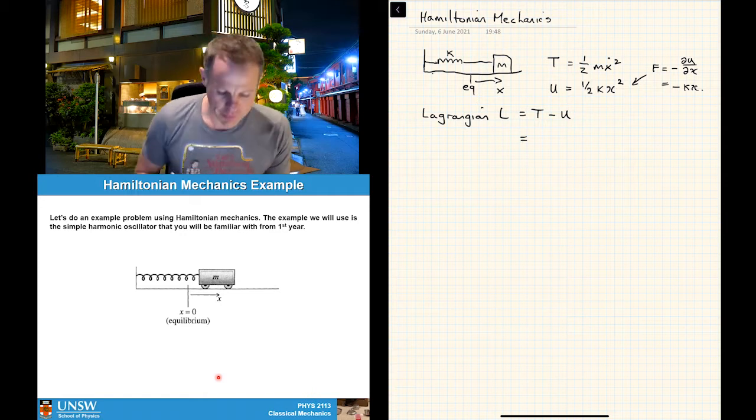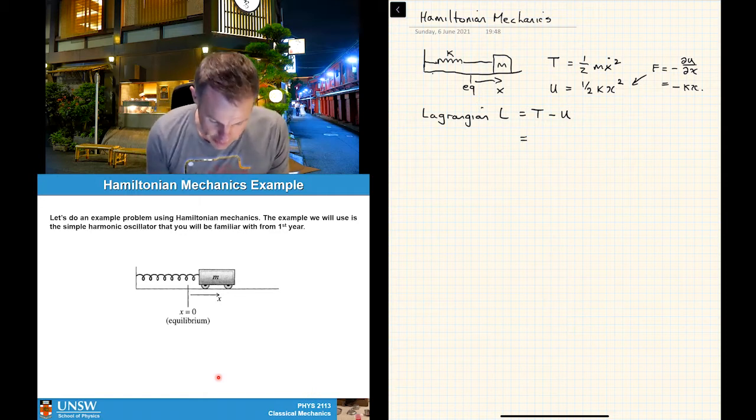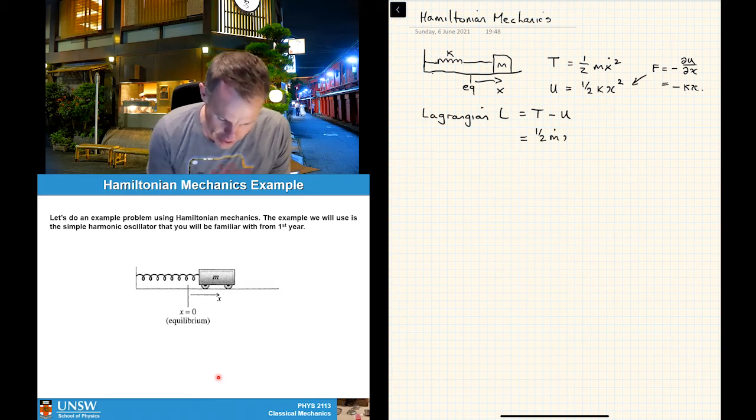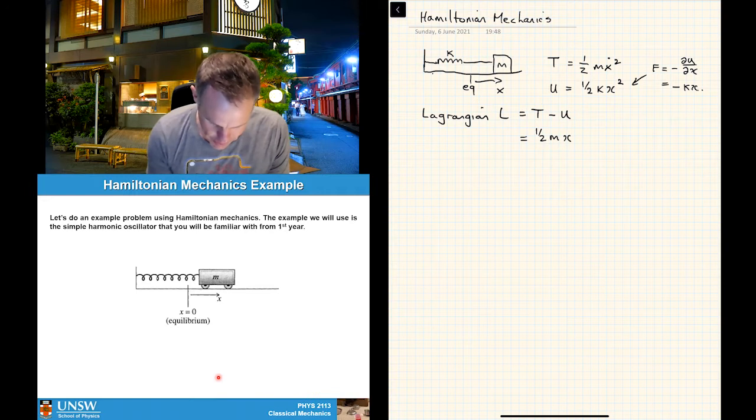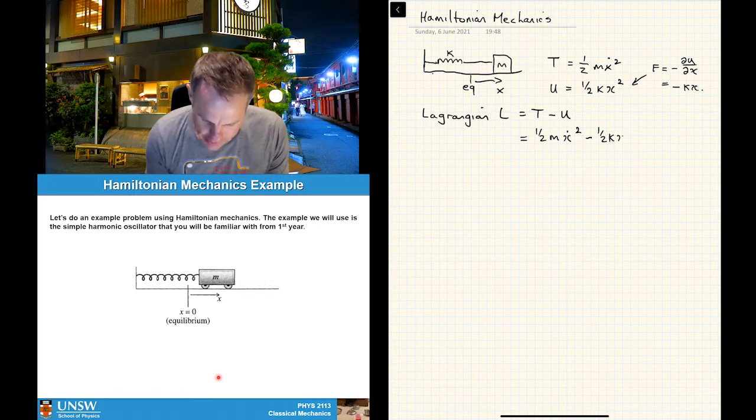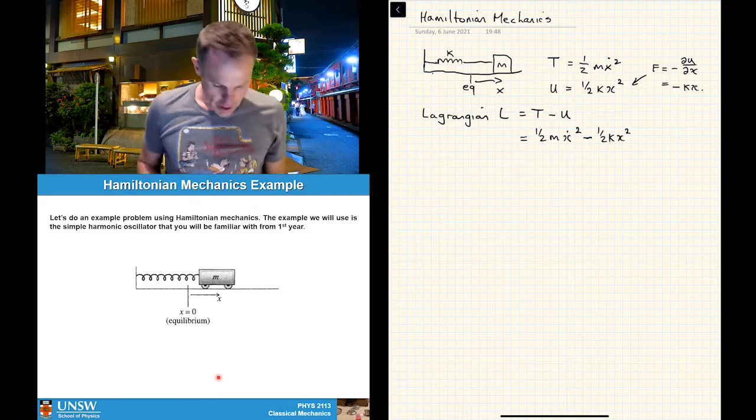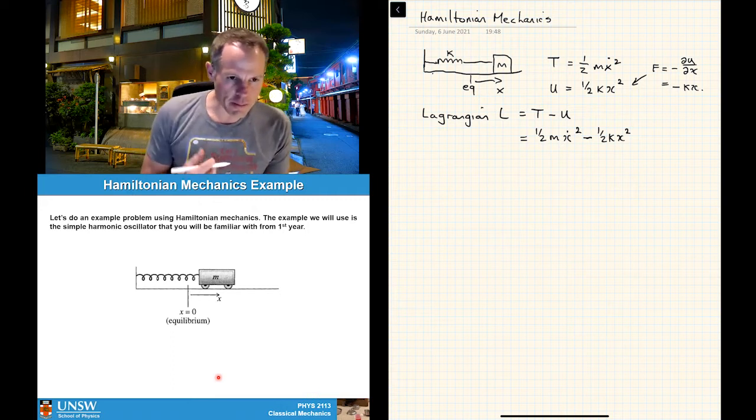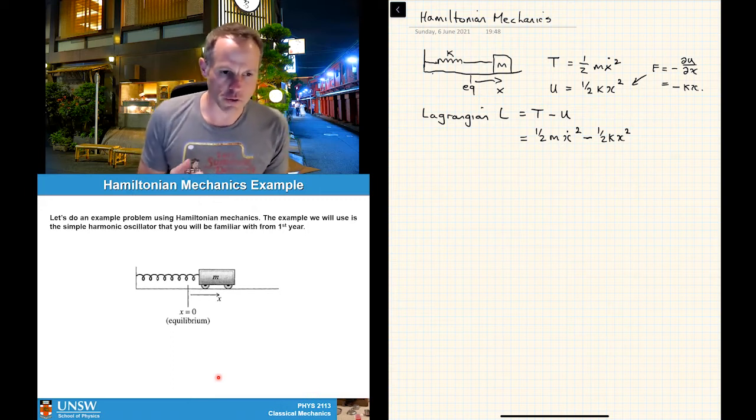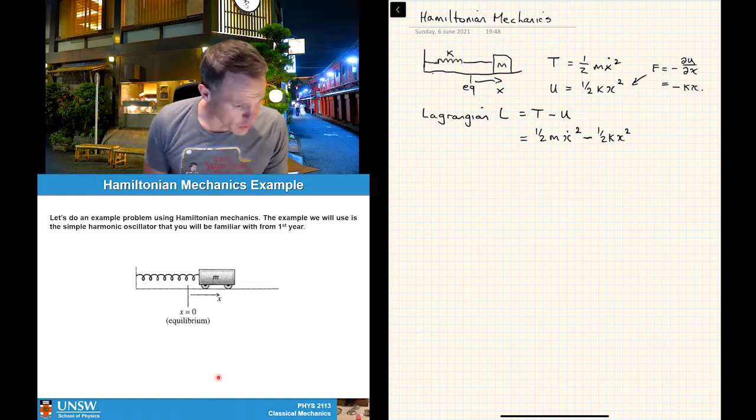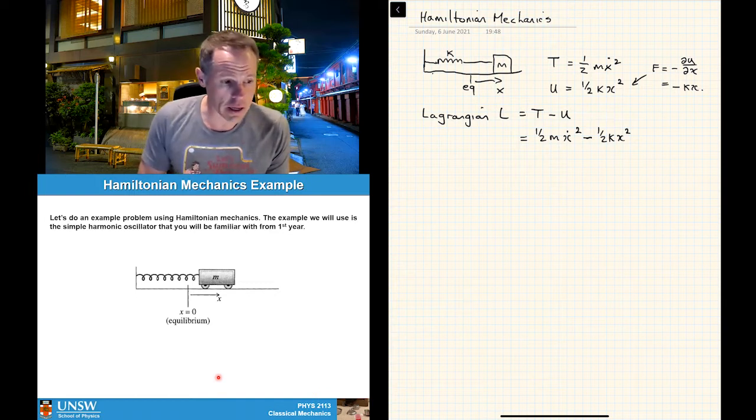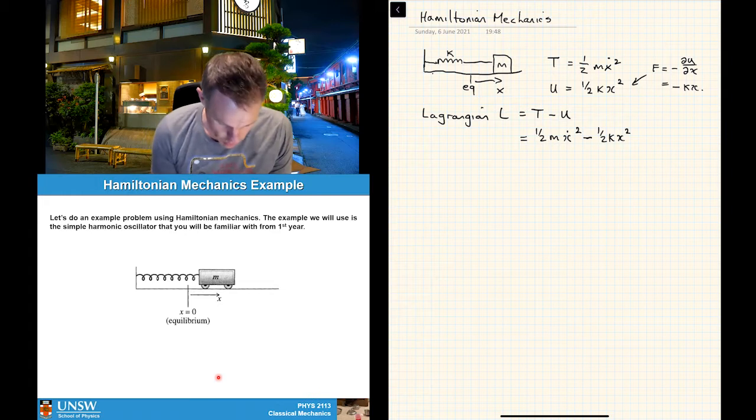We can now calculate our Lagrangian. It's pretty simple. It's a half m x dot squared. Put the dot in the right place. So we would have minus a half kx squared just in here. Okay. All right. So as you remember, the first step to doing our Legendre transform is to define our new variable. And our new variable in this case will be the thing that we call the canonical momentum, right?